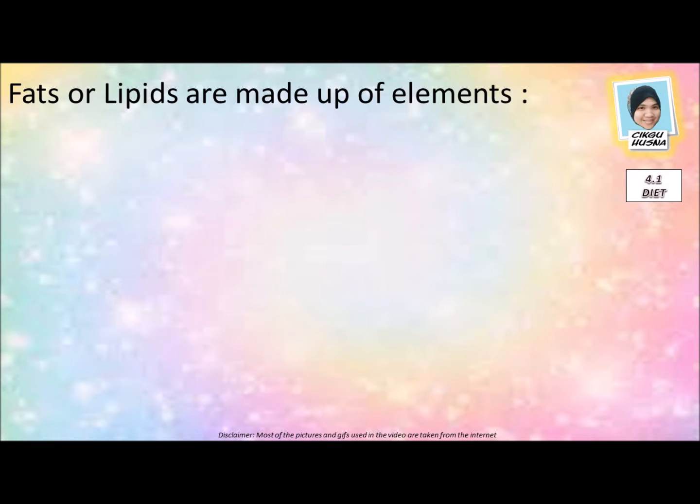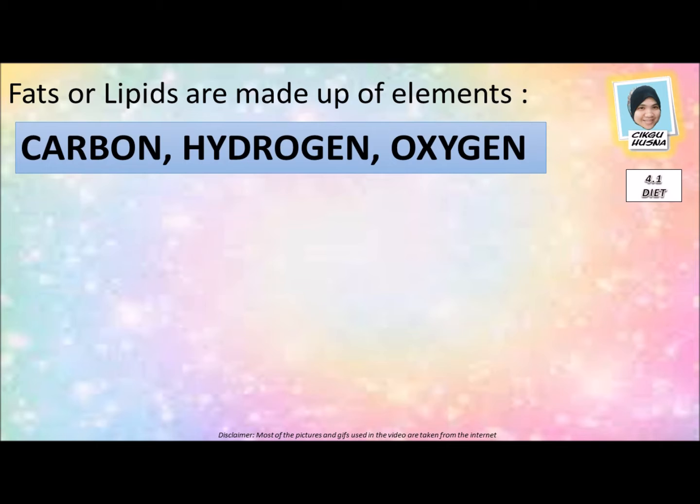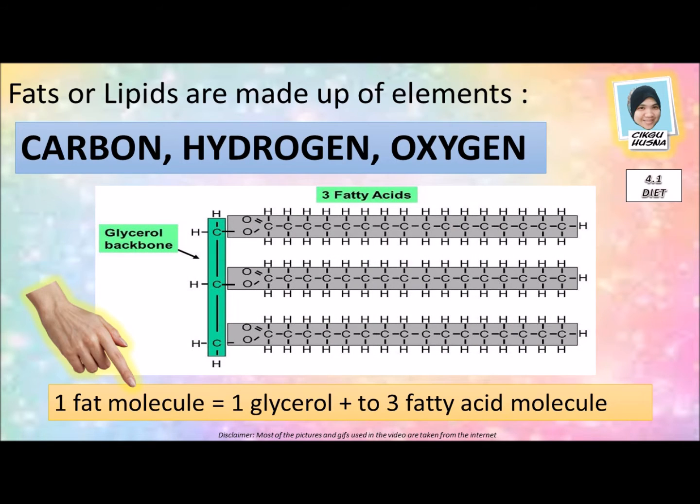Elements. Fats and lipids are the same. Fats or lipids are made up of elements carbon, hydrogen, and oxygen. This is a diagram of one fat molecule. As you see here, one fat molecule has one glycerol and has 3 fatty acids. That's the first one. This is the second fatty acid, and this is the third fatty acid. So one fat molecule has one glycerol and 3 fatty acids.